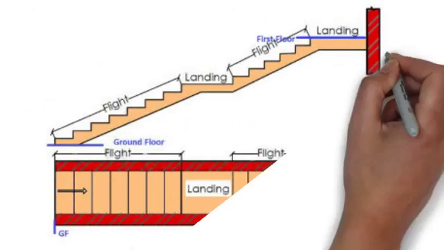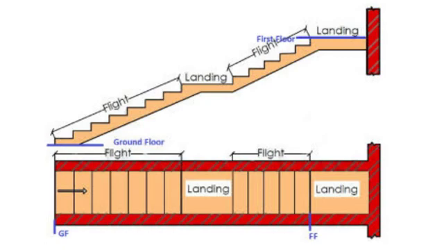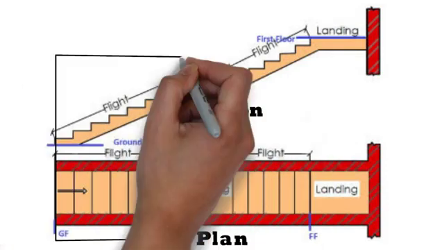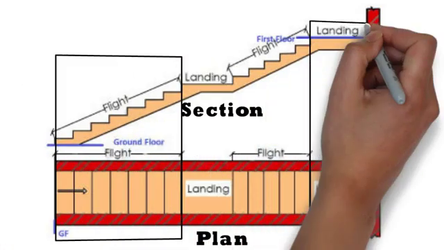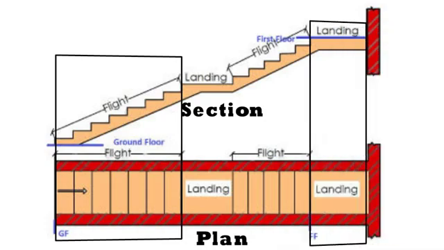For better clarity on flight and landing, you can see this image. Here on bottom side, plan is shown and on top side, section of staircase is shown. This is the flight of staircase and this is the landing of staircase. Now we understood the important components of staircase. Now let us design the staircase.